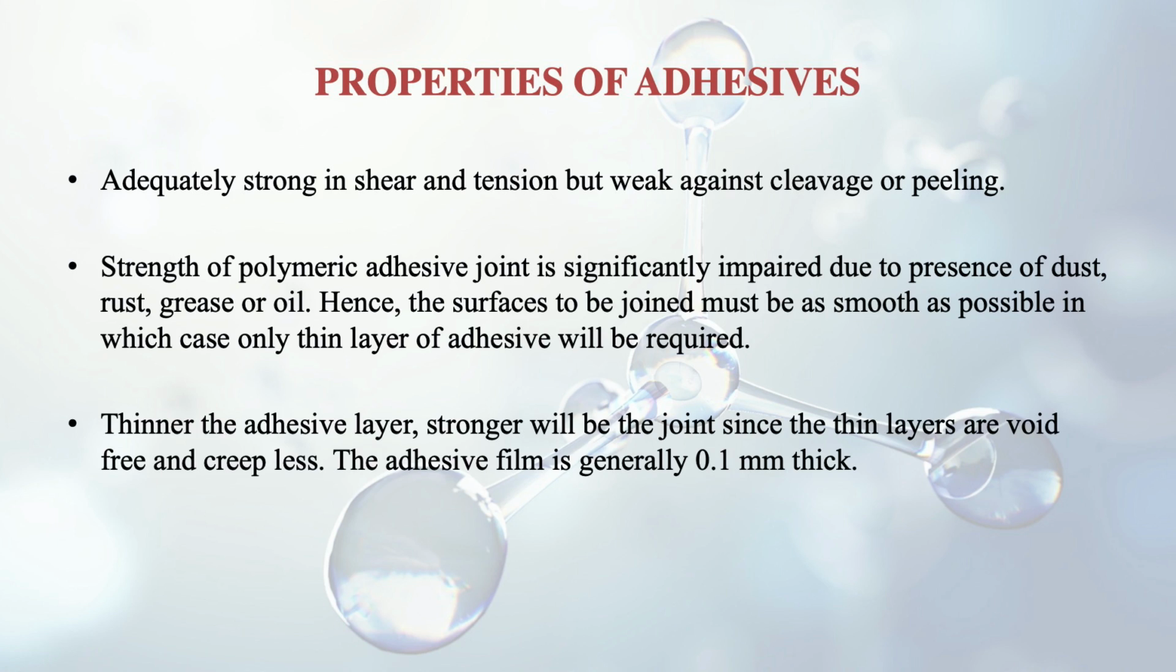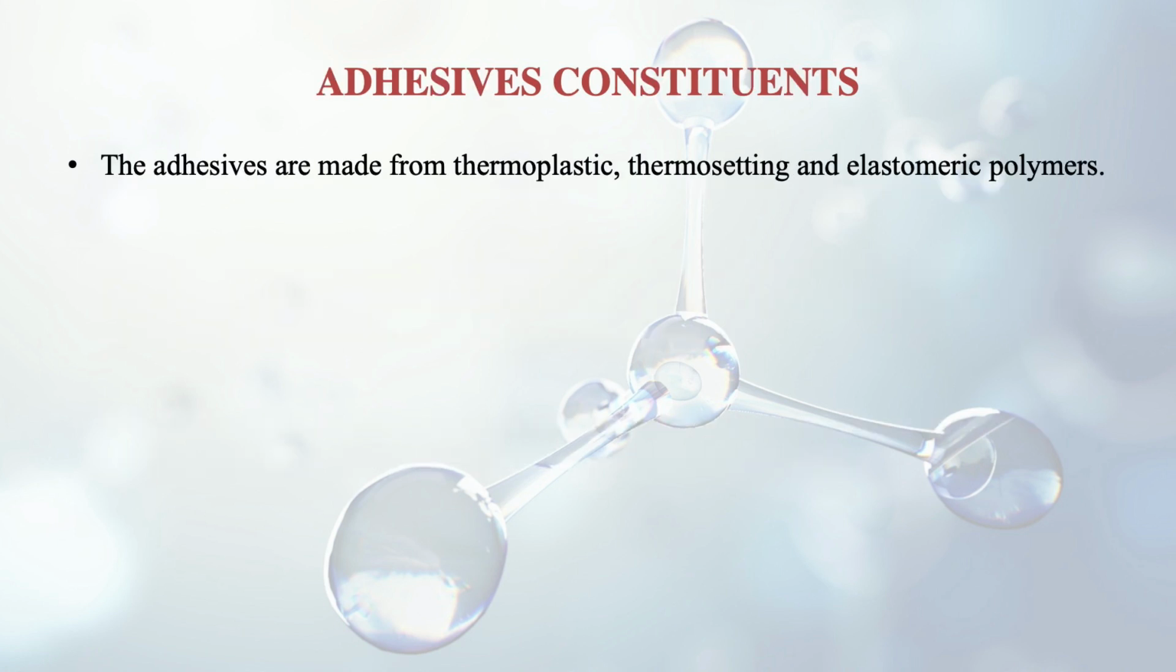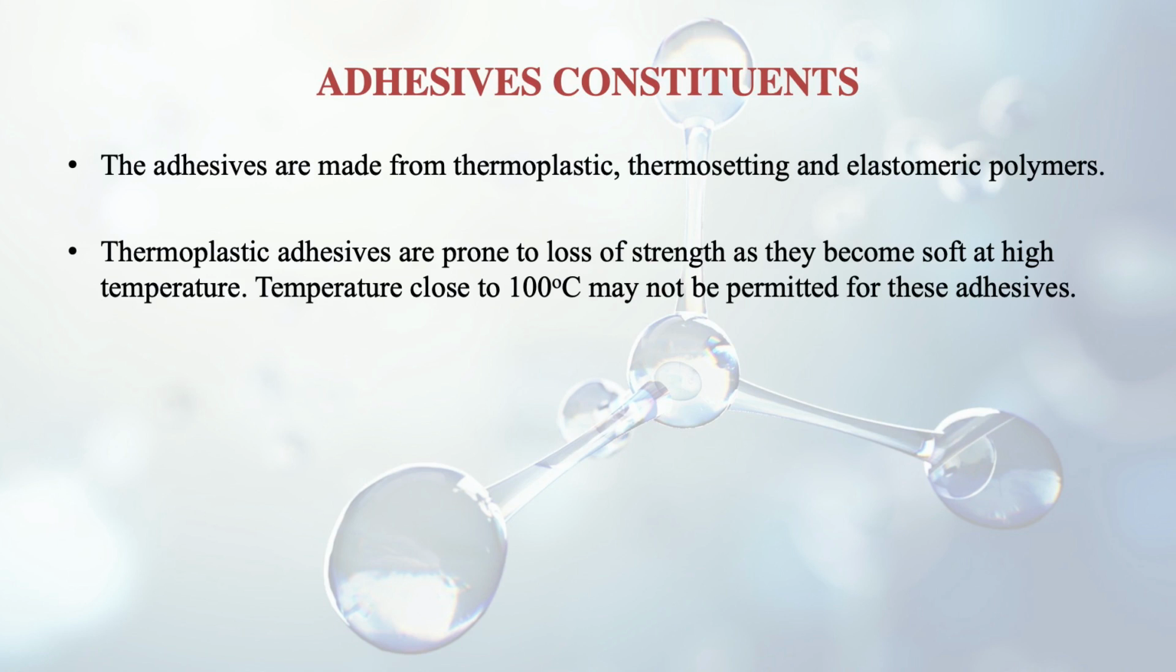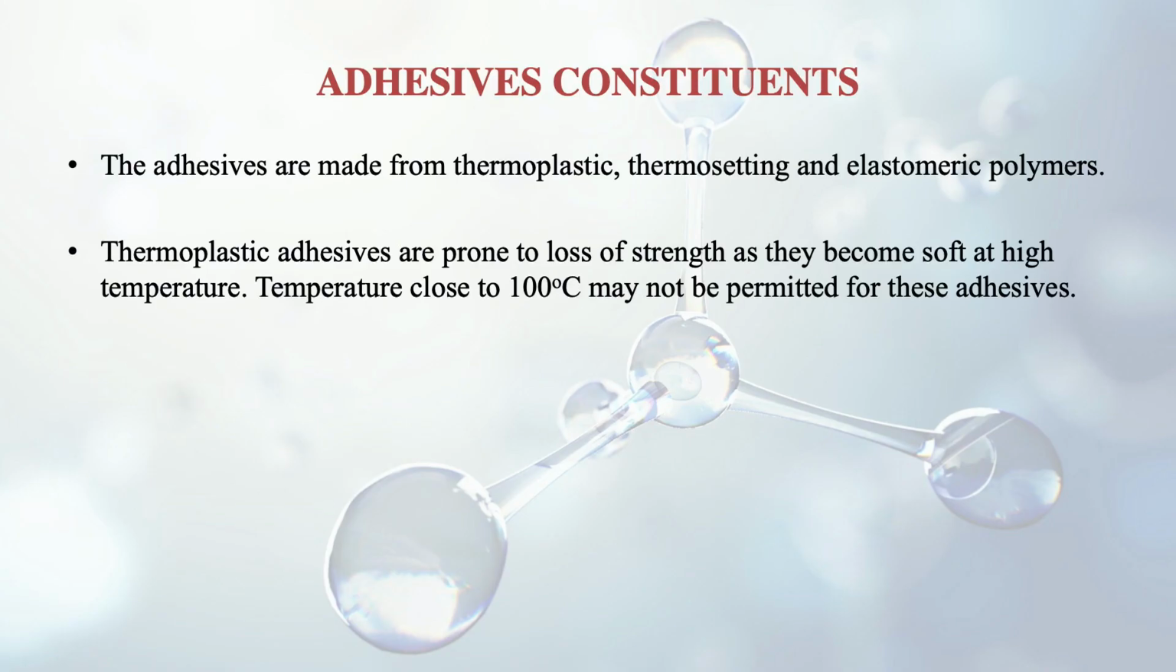What are the constituents of these adhesives? They are made from thermoplastic, thermosetting and elastomeric polymers. So these are the constituents of the adhesives. Thermoplastic adhesives are prone to loss of strength as they become soft at high temperature. We have learned this in the earlier session also, that thermoplastic is not very good at high temperature. Temperatures close to 100 degrees centigrade may not be permitted for this kind of thermoplastic adhesive.